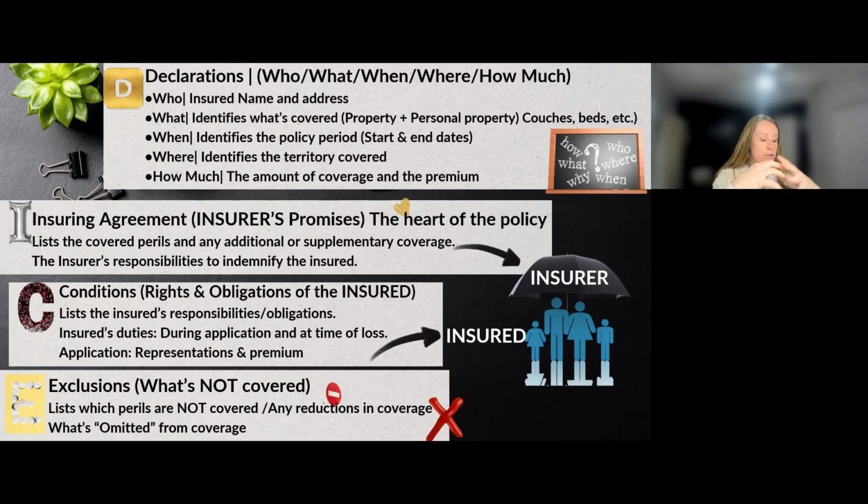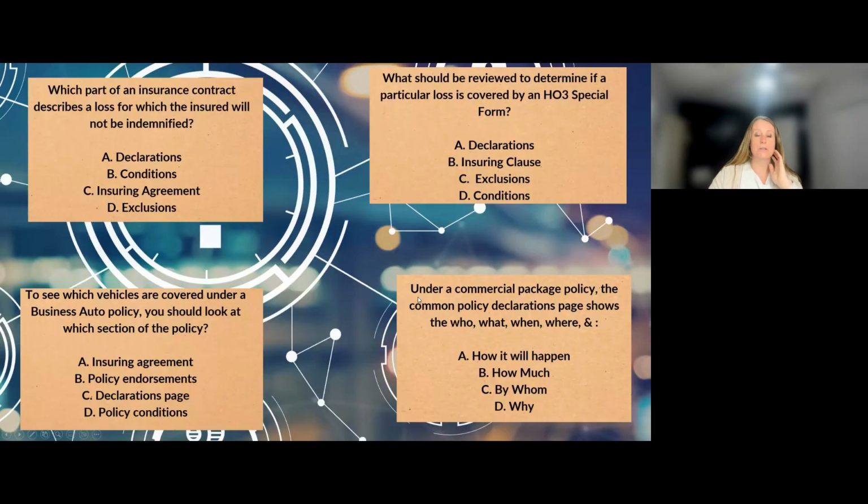I know a lot of our students that are bilingual, that had Spanish as a first language, and even English as a first language, right? We don't use the word omitted that often. So omitted from coverage, that means your exclusions. Same thing with reductions in coverage. All of that is going to be in the exclusions section. So of course it means what's not covered, but also look out for words like omitted from coverage and any reductions in coverage. So let's look at some example questions.